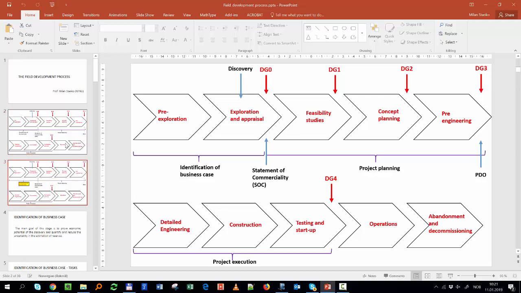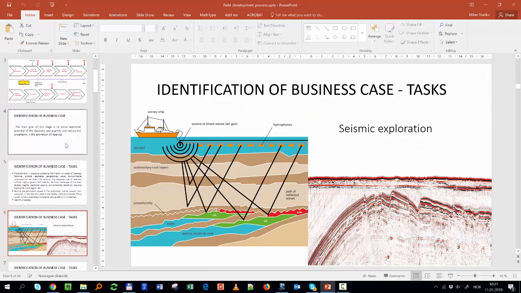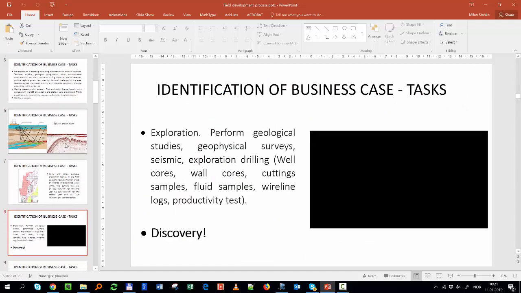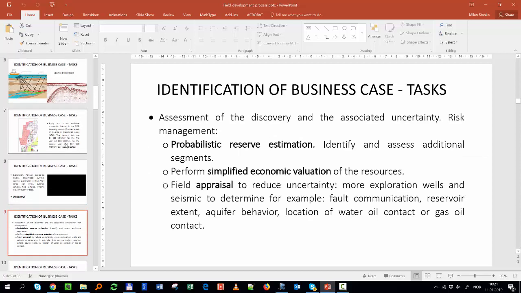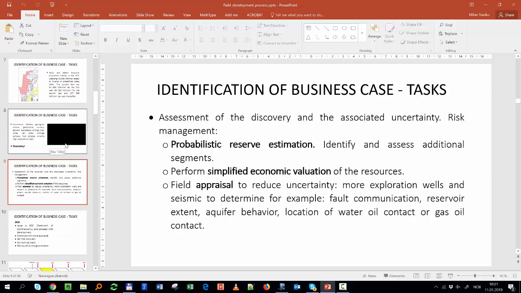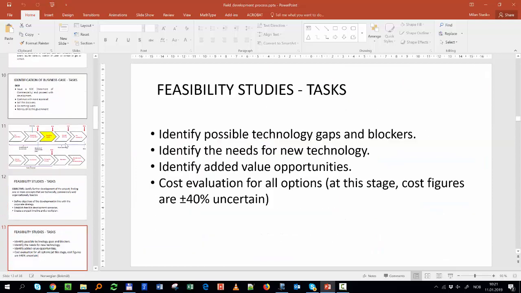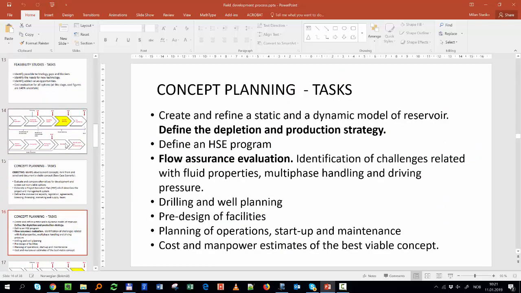And this presentation, I will also put it on the website, and it covers very briefly what is done in every stage. There are also a few engineering things we are going to make here in class that are done during the field development process. We are going to have one or two classes on reserve estimation. We are going to make a simplified economical valuation. I'm going to present a method used to evaluate uncertainty. We are also going to make the flow assurance part. I already mentioned the production strategy that we are going to start right today.